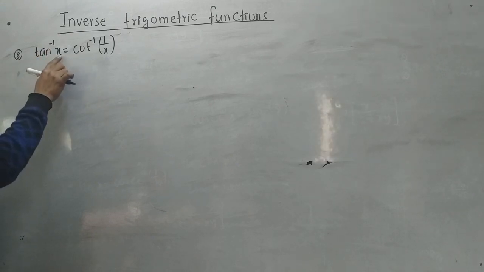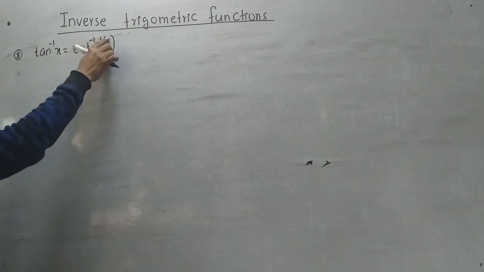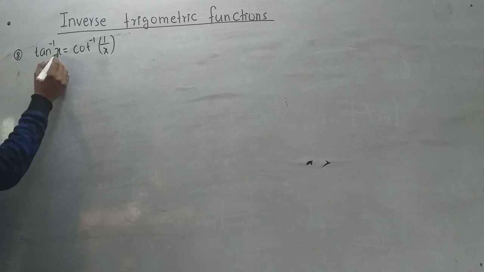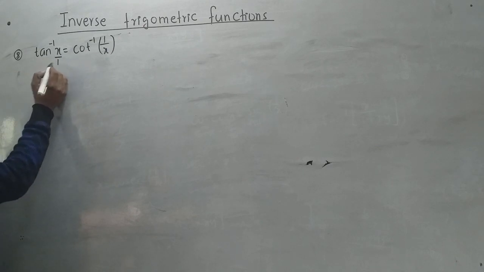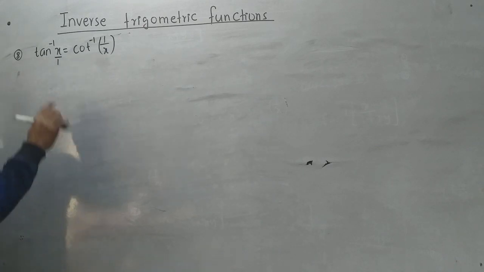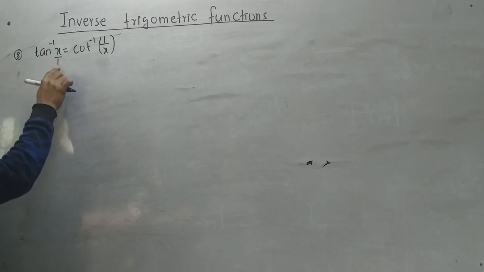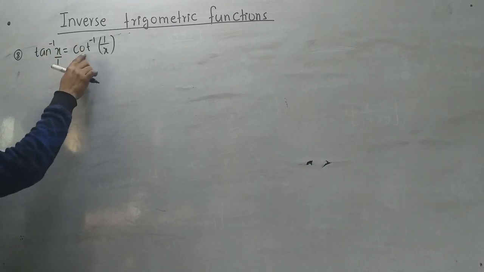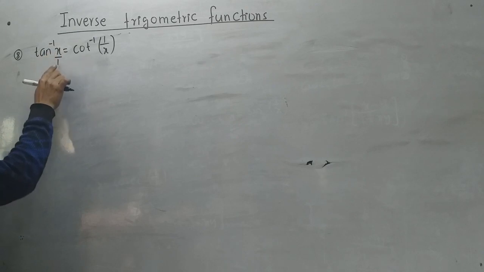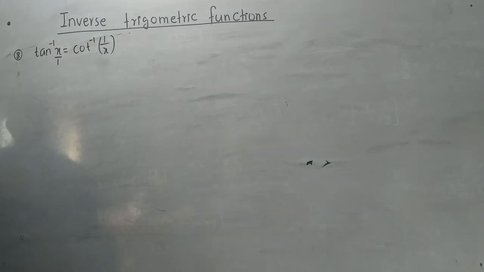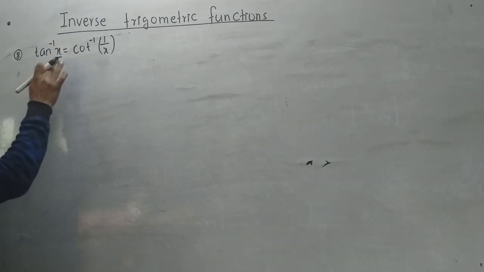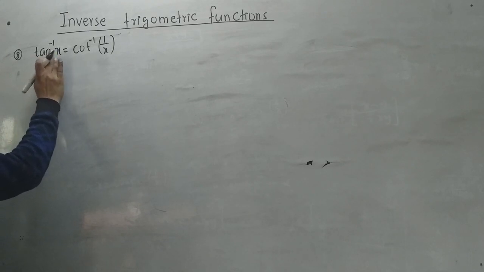Tan inverse x equals cot inverse 1 by x. So this x contains 1 in the denominator. For tan inverse x by 1, you can write cot inverse of the reciprocal of x by 1, that will be 1 by x. So you can understand the formula in this easier way. Now let me proceed here.